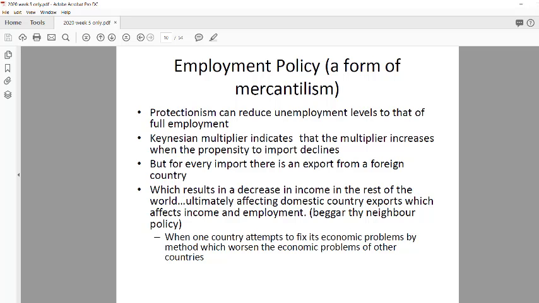So the problem with this is you're going to expect some form of retaliation. So you need to find another means of fighting this retaliation. Also, something you need to consider is that when you increase your tariffs, based on the multiplier, you expect the propensity to import to decline, and when that decline is experienced by the propensity to import, the multiplier usually increases.